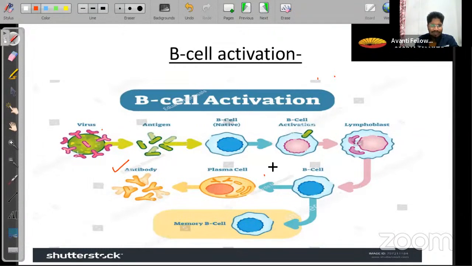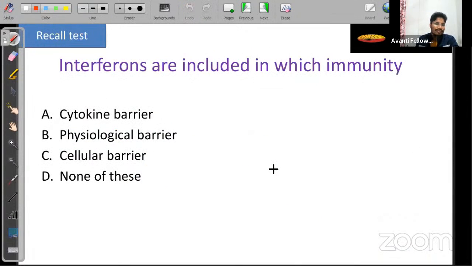Okay, so I'm moving to the next slide. Okay, guys, let me know if you want to make a note of this one once again. Well, so here is a question for you people. Question is like, interferons are included in which immunity? Okay, interferons are included in which immunity? I'm relaunching the poll. Answer me in the poll.